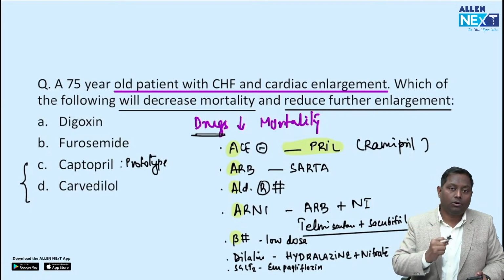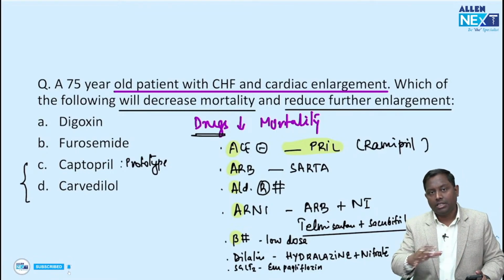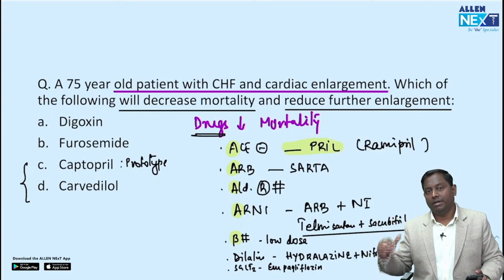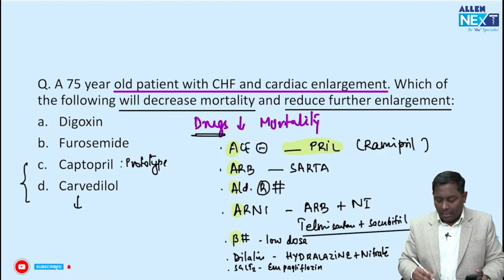In fact, beta blockers have shown to reverse the remodeling. They have shown to reverse the remodeling. Right? So in one group of people, they give ACE inhibitor only. In the other group of people, they give ACE inhibitor with the beta blocker. In the group where the beta blocker was added, there was reversal. Right? Carvedilol has multiple benefits.